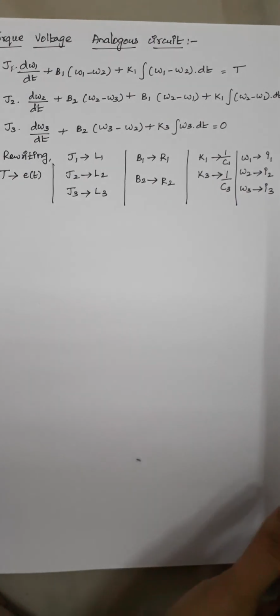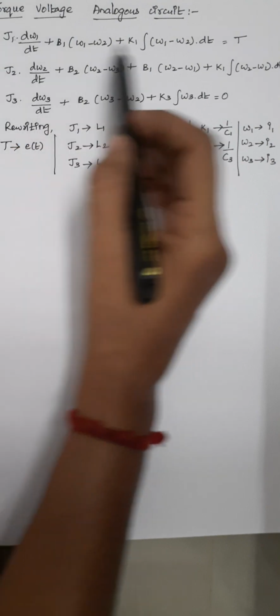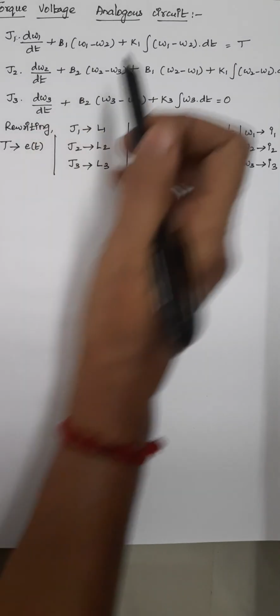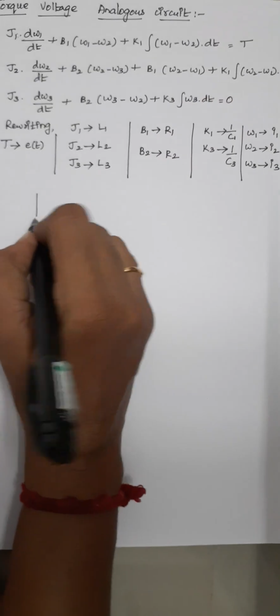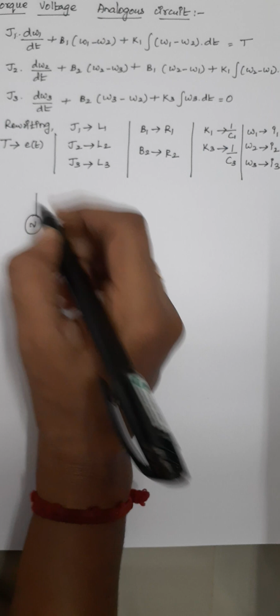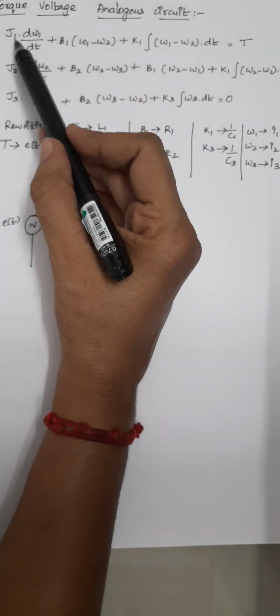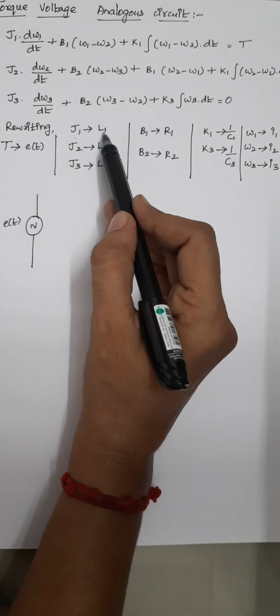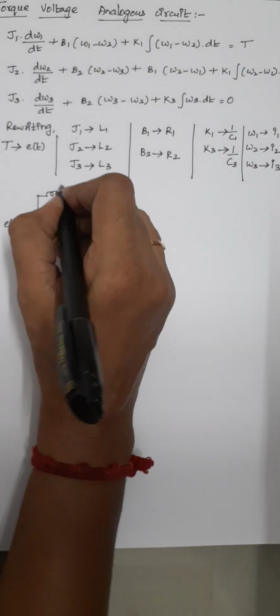Right. So the next one is the first expression. The first expression consists of a torque T. Torque is nothing but voltage, so just draw a voltage source here. It is nothing but your E of T. And next one we are having J1. J1 is nothing but your L1, so just draw an L1 here.